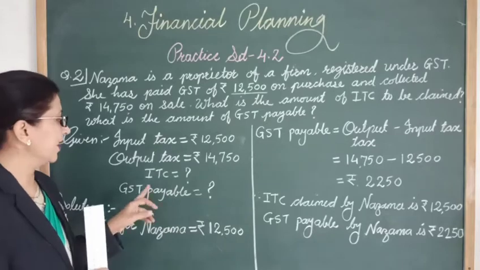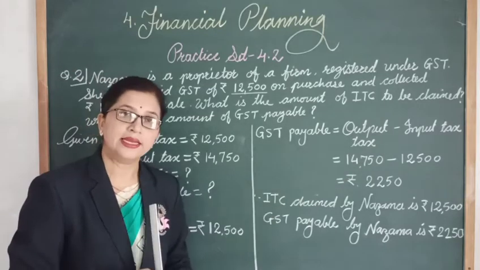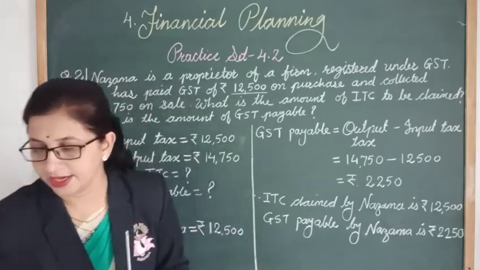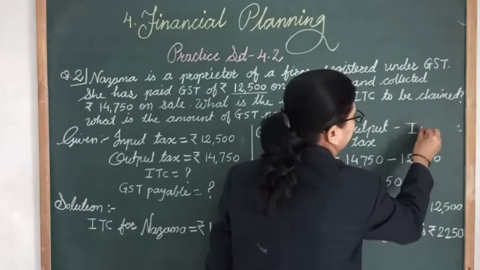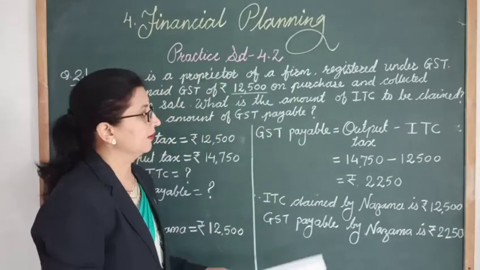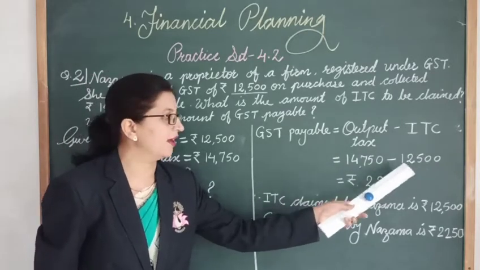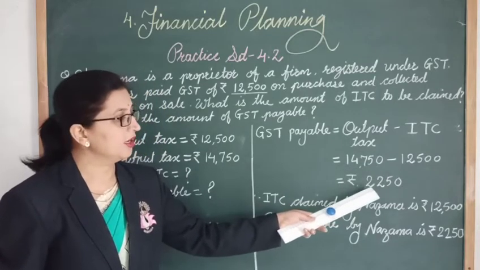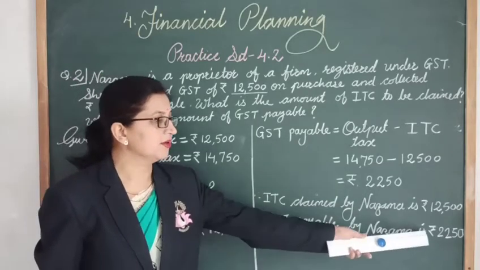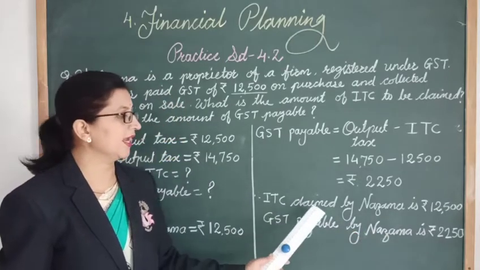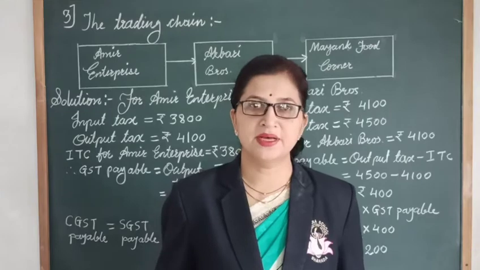Okay, then we have to find out the GST payable. So we have the formula, GST payable is equal to output tax minus input tax, or we can say ITC. Output tax 14,750 rupees, ITC 12,500, and if we subtract, we get 2,250 rupees. So GST payable for Nazma is 2,250 rupees, and ITC claimed by Nazma is 12,500 rupees.